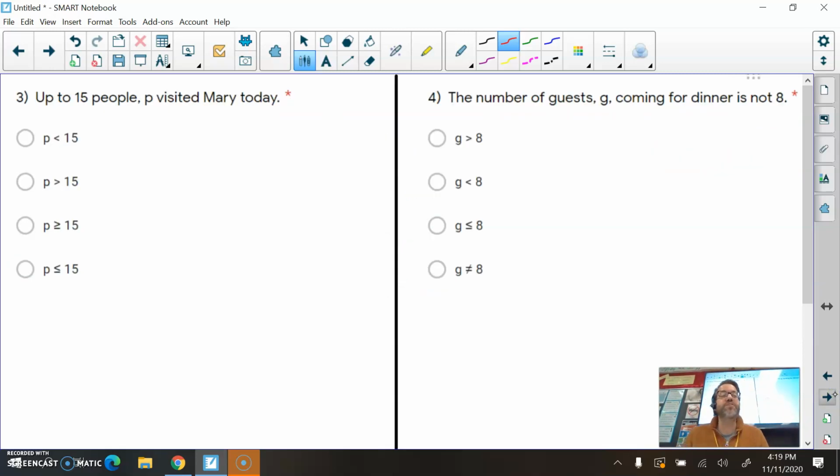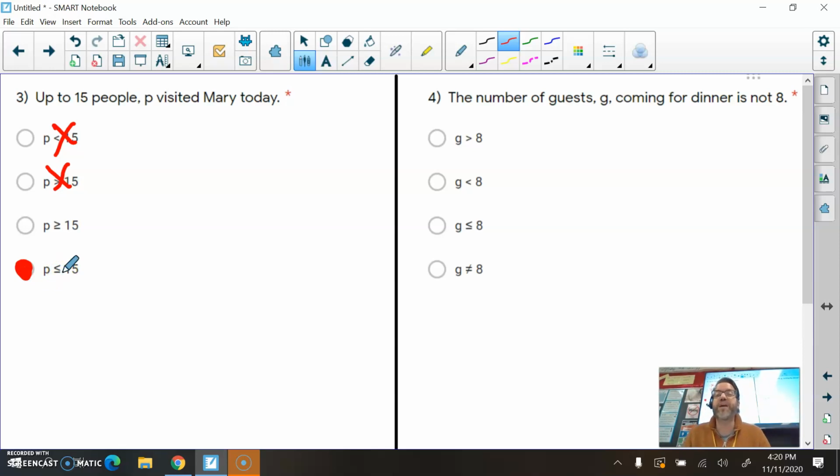All right, number 3, up to 15 people, P, visited Mary today. That's a lot like number 2, isn't it? No more than and up to kind of mean the same thing. So you could have 15 people visiting Mary today, but no more than that. So it has to include 15. We need the equal in there. So it has to be one of these two, not these two, because it could equal 15, but it could be a number that's less than 15 as well. So the number of people that visited Mary has to be fewer than 15 people or exactly 15 people, less than or equal to 15.